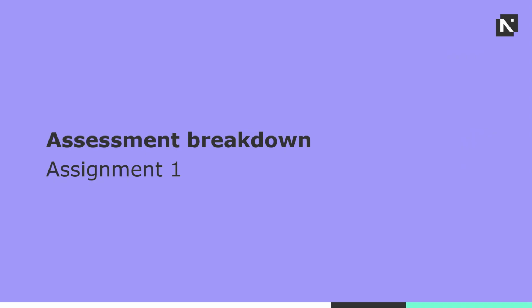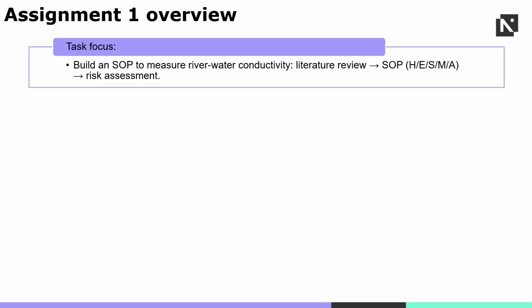So now let's look more closely at Assignment 1 for science and how learners performed across the 3 core tasks. So, Assignment 1 overview. Assignment 1 asks learners to move from a short literature review into a complete SOP for measuring river water conductivity and finish with a risk assessment. So it's research, plan, justify safety and analysis.